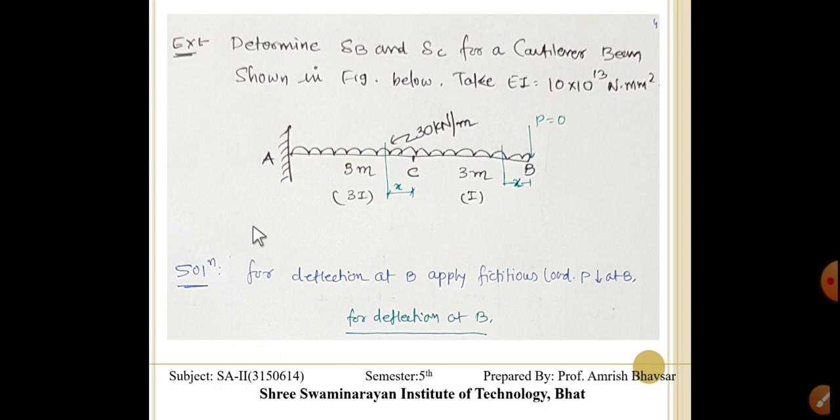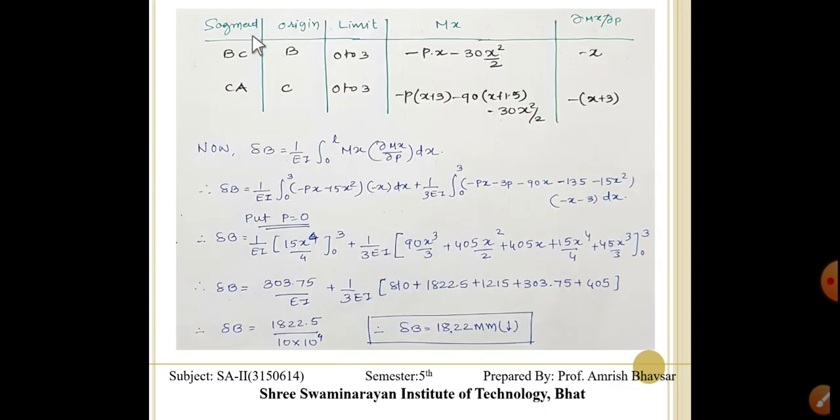make the table and find the Mx from the origin. Here we have written from B to x and from C to x, because these two are the origins for us. Now what is the value in that table given over here? Segment, origin, limit, Mx and del Mx upon del P. This is the simple table.